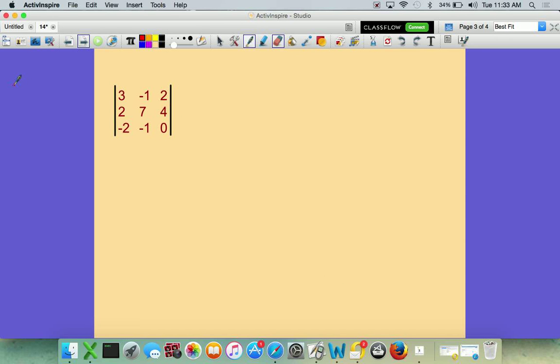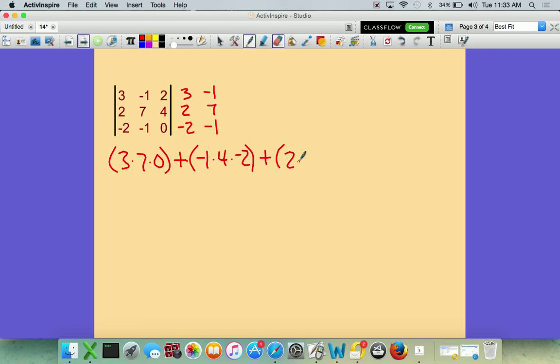All right, same thing here. First step, recopy the first 2 columns. Then take your diagonals. So 3 times 7 times 0 plus -1 times 4 times -2 plus 2 times 2 times -1. Those are the 3 ones going down. So this is 0 plus 8 plus -4.